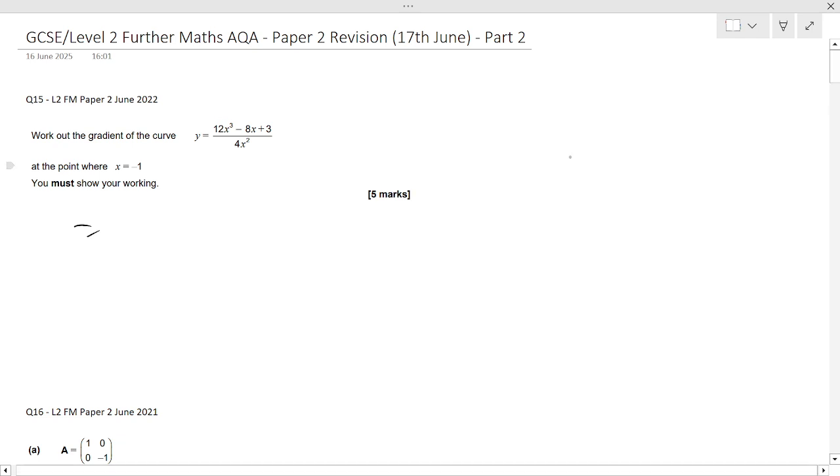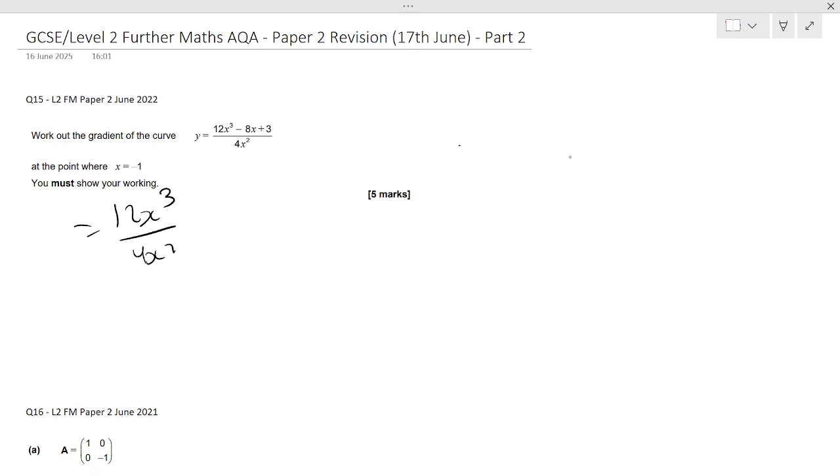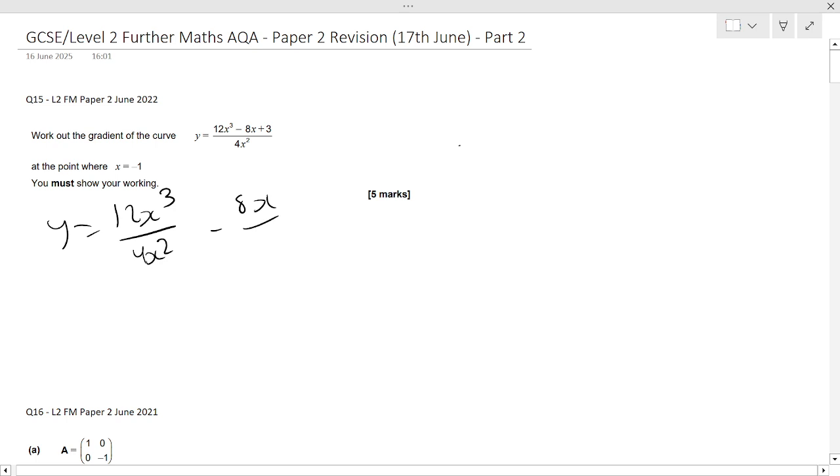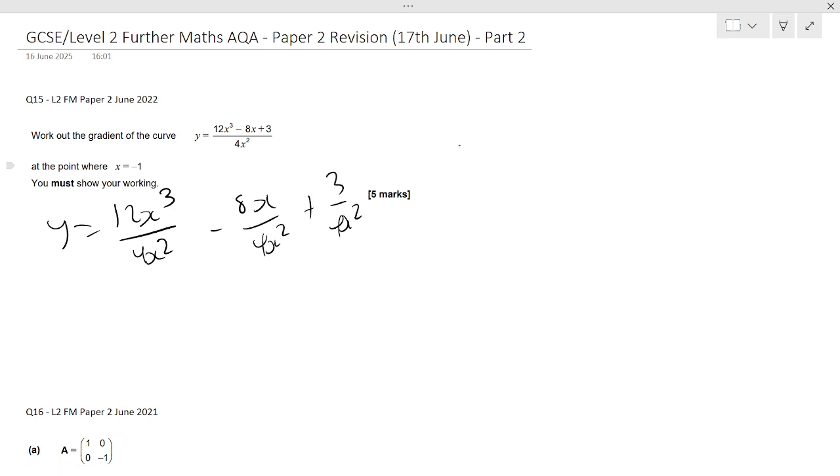But the problem is, again, it's not a nice polynomial because we're dividing by this 4x squared here. How are we going to do that? Well, I can recognise, because we've got a fraction, we can split this up term by term. So y is 12x cubed over 4x squared, minus 8x over 4x squared, plus 3 over 4x squared. Hopefully you recognise to split this up because it's a fraction.